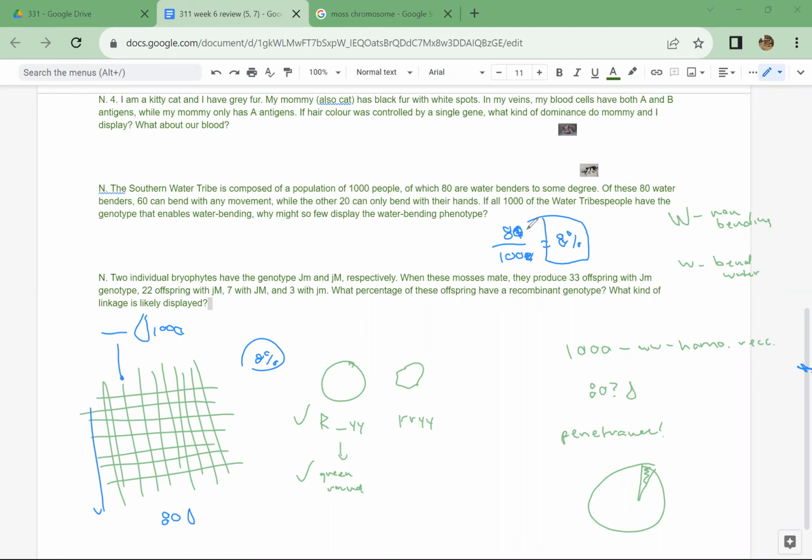So 8%. But you notice out of these 80 water benders, 60 of them and another 20 of them have a different expression of this trait. So even though they did experience the penetrance, it did penetrate through the population to include the 80 of them. Only 20 of them can't bend with as much versatility as the other 60. How could that be? This is another quirk of penetrance itself, where there are different degrees to which the gene actually penetrates the population.